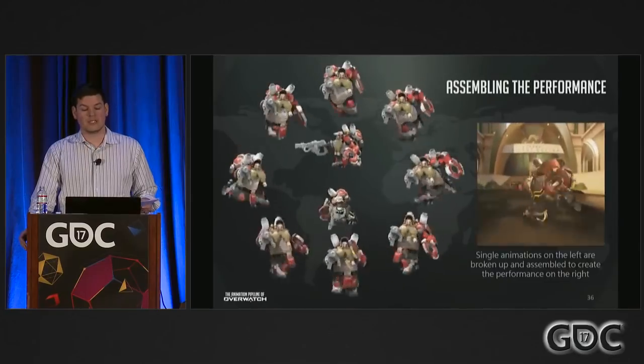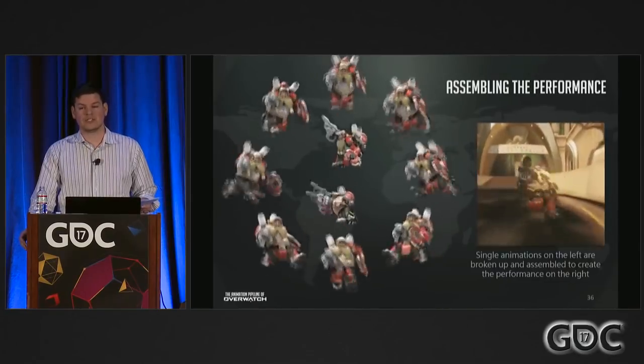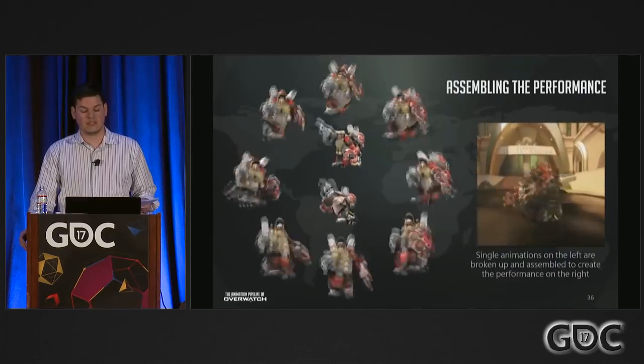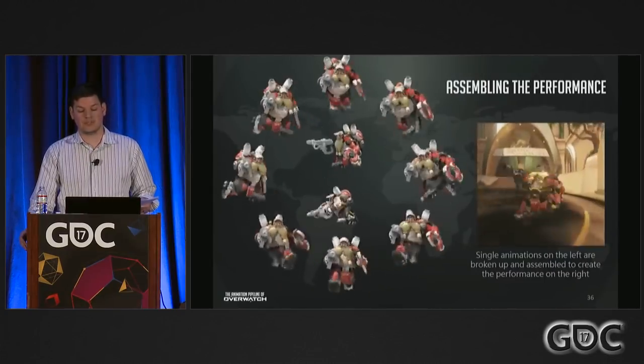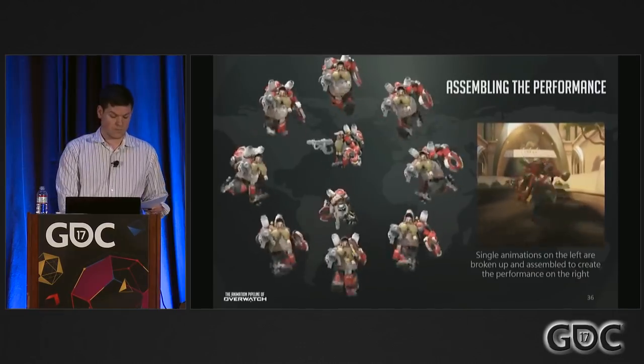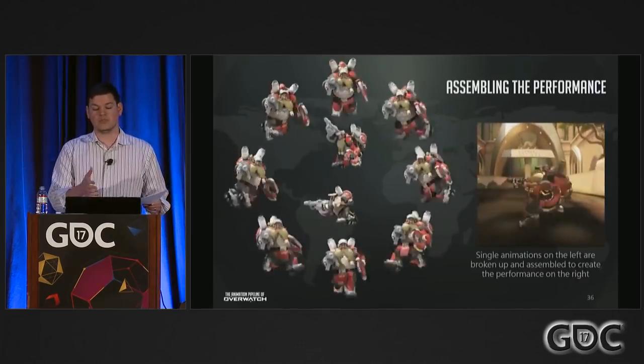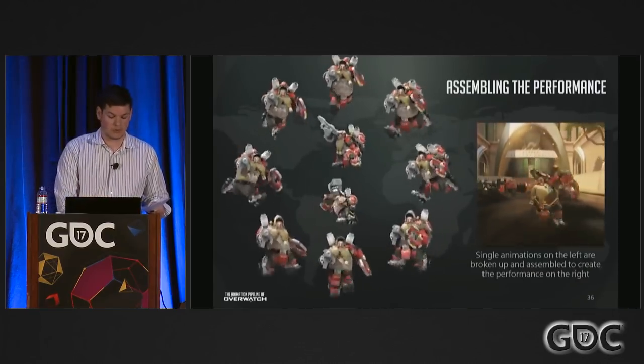So this incorporates the 8 running animations that you see on the left, as well as an aiming suite and a firing animation. So let's talk about how we assemble these assets into the performance on Overwatch.